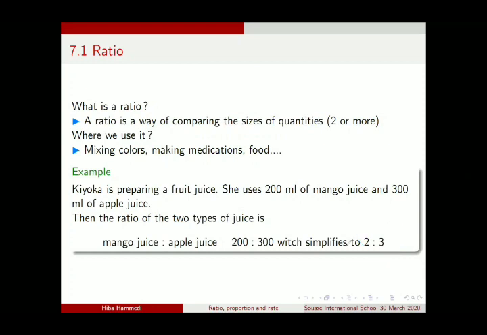Now, this is one way to write the ratio, and the importance of ratio here is that I know, for example, if I'm not measuring the quantities in milliliters, that if I'm using 2 cups of mango juice, I only need to use 3 cups of apple juice. 2 units of mango juice, I need to use 3 units of apple juice, the same units, okay?